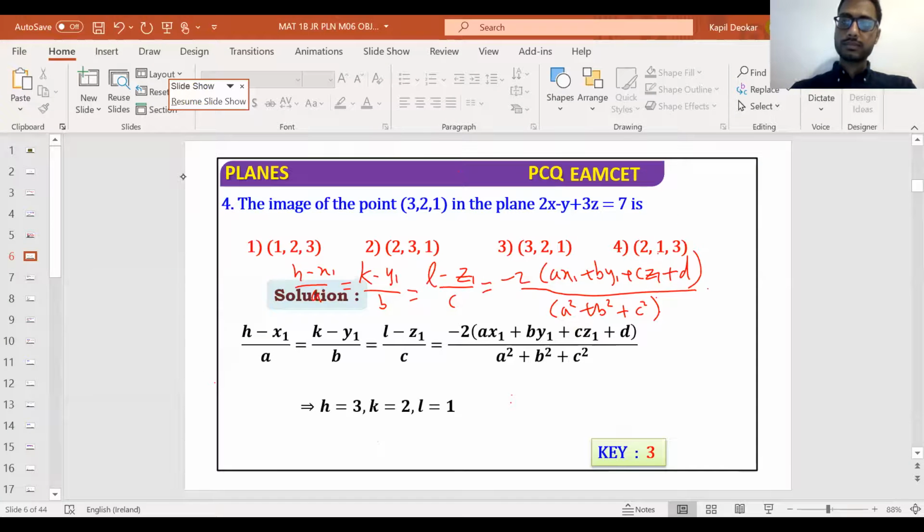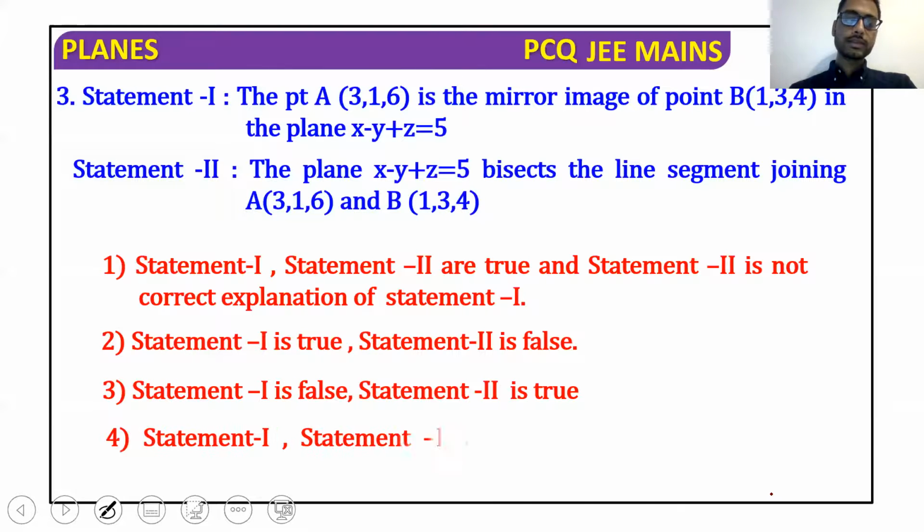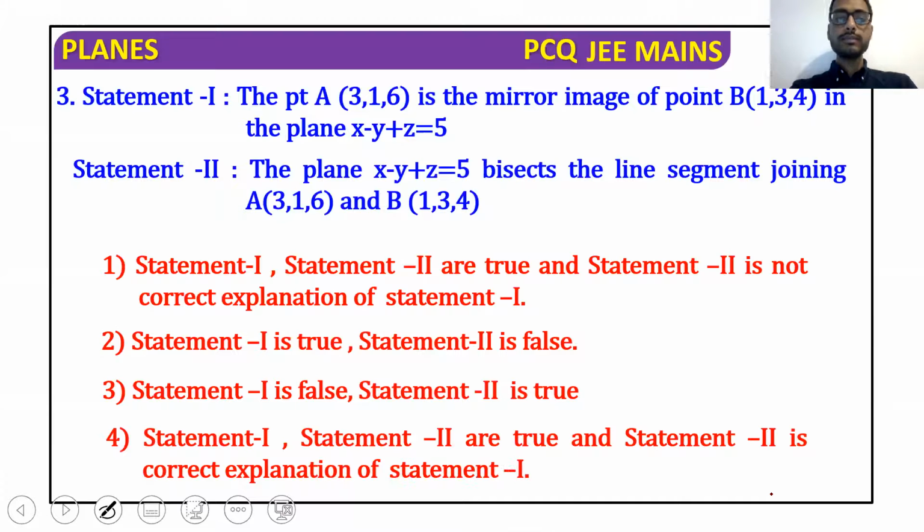So equation of this is going to be as follows. Next question, a point A (3, 1, 6) is mirror image of a point B in the plane, and the plane bisects the line segment joining A and B. Okay, so you have four statements. First option is statements 1 and 2 both are correct, and statement 2 is not correct explanation for 1. Statement 2 and 3, either one of them is correct, and in statement 4 both are correct and statement 2 is correct reason for statement 1.